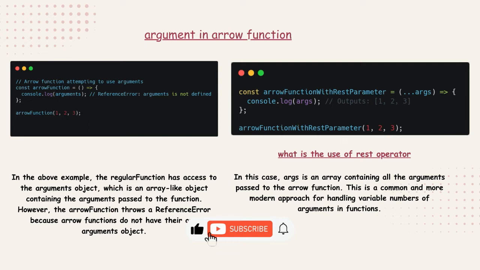Okay. And what about the REST operator? Then why do we use a REST operator in an arrow function?